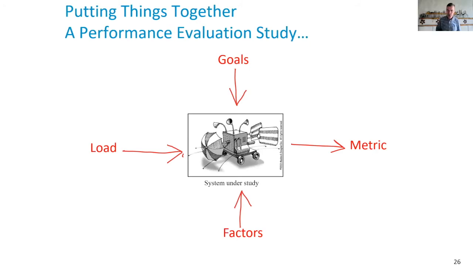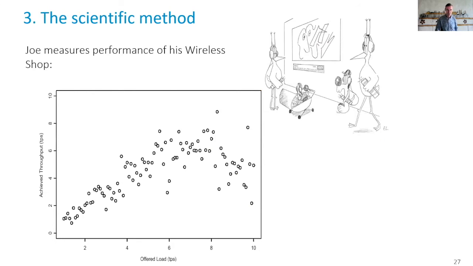So we have seen the importance of factors, and of course you will need to define your metric, know your goals, and find some way of specifying your loads. Now, when doing that, let's talk about the scientific method. Here's an example. This is a pre-COVID example when museums were open. Joe runs a museum and has a wireless shop to sell content that is used by people when visiting the museum. So visitors have to come, connect to a Wi-Fi kiosk, and download some paying content.